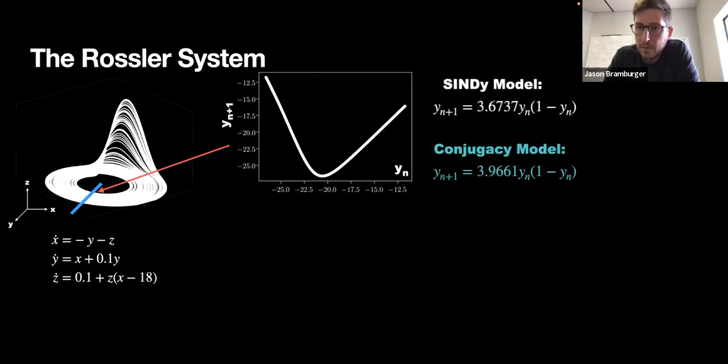So this is what happened. I tried to learn a quadratic model using the SINDy method. And I transformed the data in such a way that all you have to do to compare my results for the SINDy method to the conjugacy model is look at the leading coefficient. So 3.67 against 3.96. Clearly the conjugacy model is giving a different quadratic mapping than the SINDy model, but that doesn't say which one might be better.